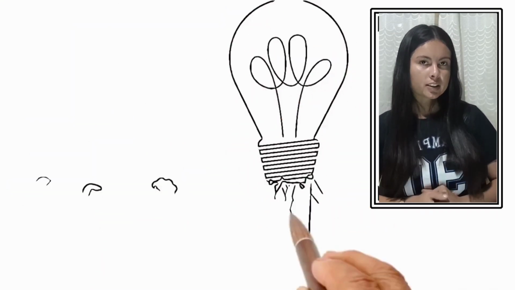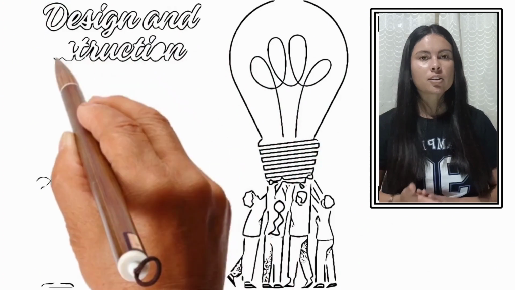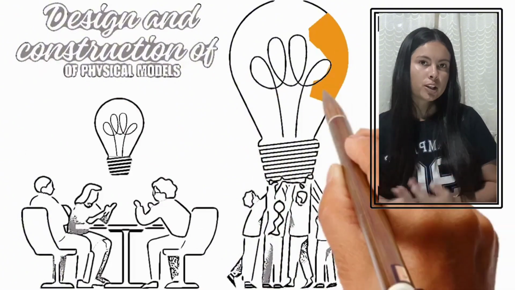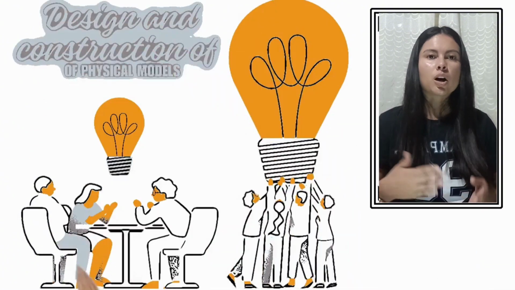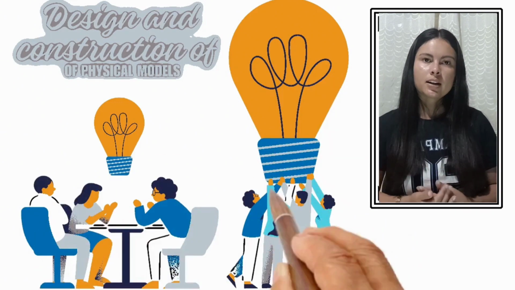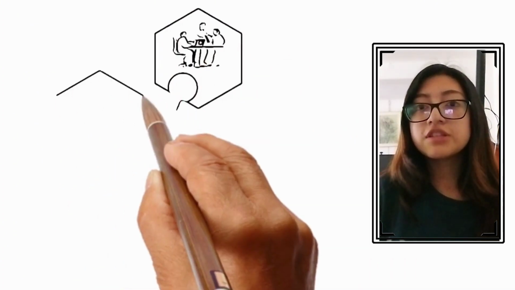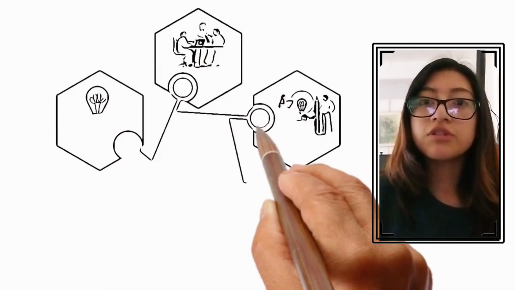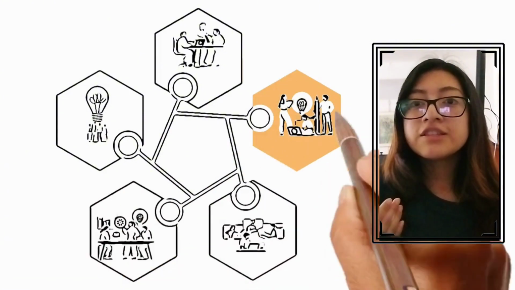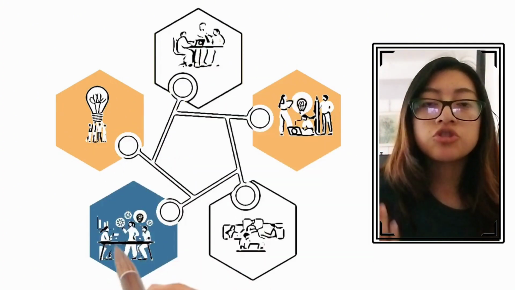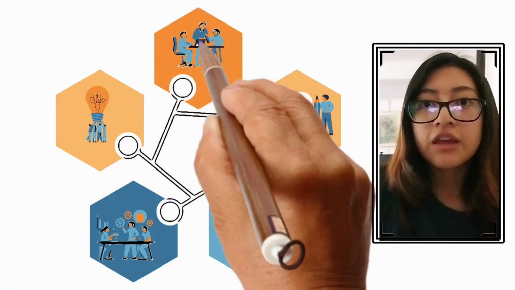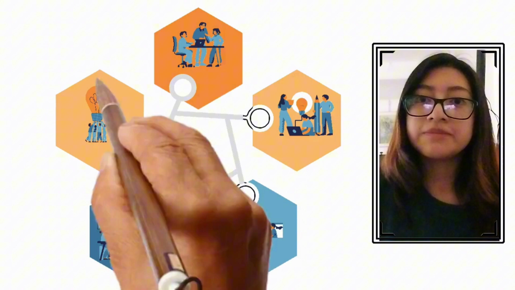The last strategy is design and construction of physical models. Create physical models and experiments to understand scientific and mathematical concepts in a practical way. So, these examples allow the students to learn while working on concrete projects, giving them the opportunity to apply their knowledge and skills in real-world contexts.